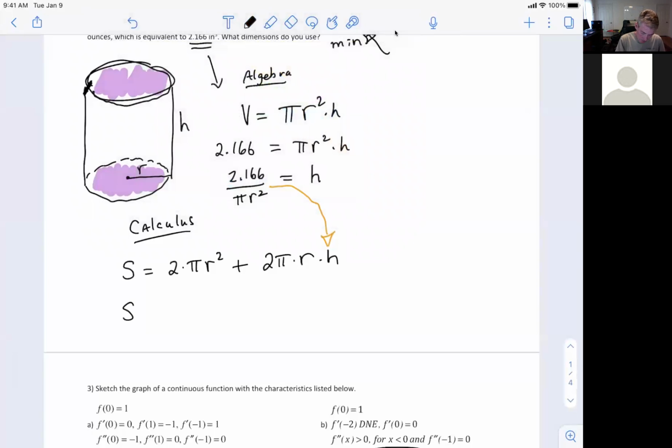So surface area is equal to 2 pi r squared plus 2 pi r, and then replace h with 2.166 divided by pi r squared.